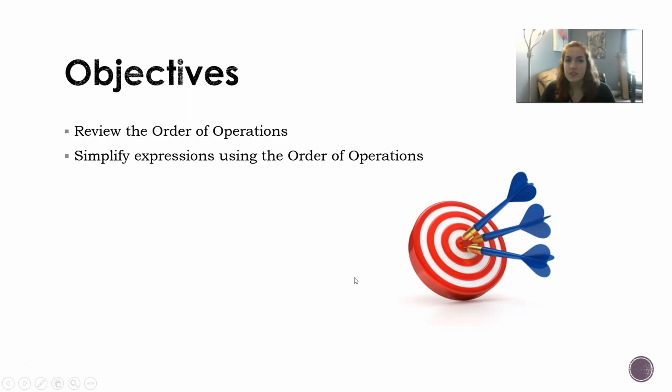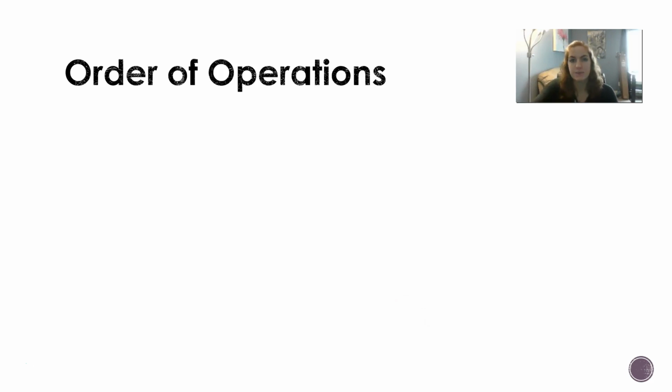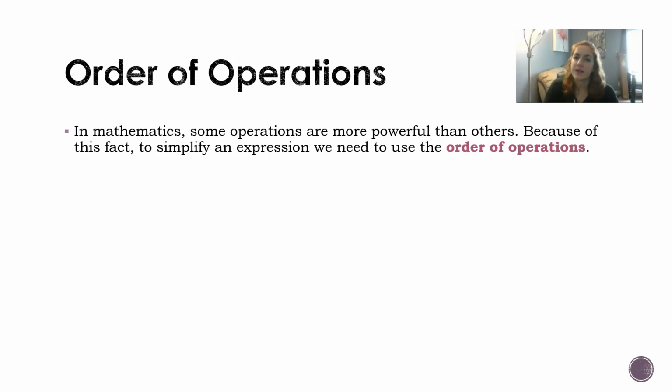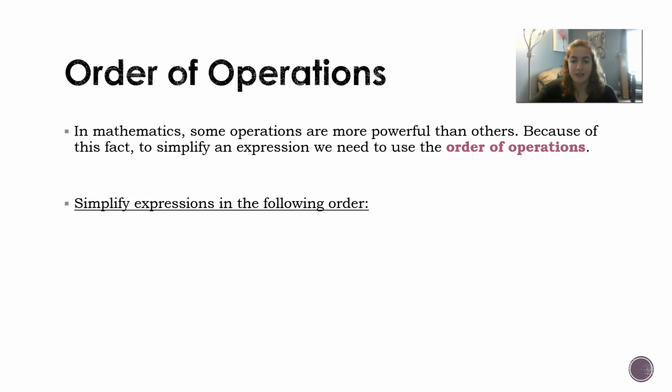So order of operations, we're going to just go ahead and determine what they are. And then we're going to go through several examples on how to use them to simplify expressions. So the order of operations tell us what order we should do the operations in. Hence the name, order of operations. In other words, they tell us what operation is the most powerful and what is the least powerful. A little wimpy. Addition and subtraction at the end.